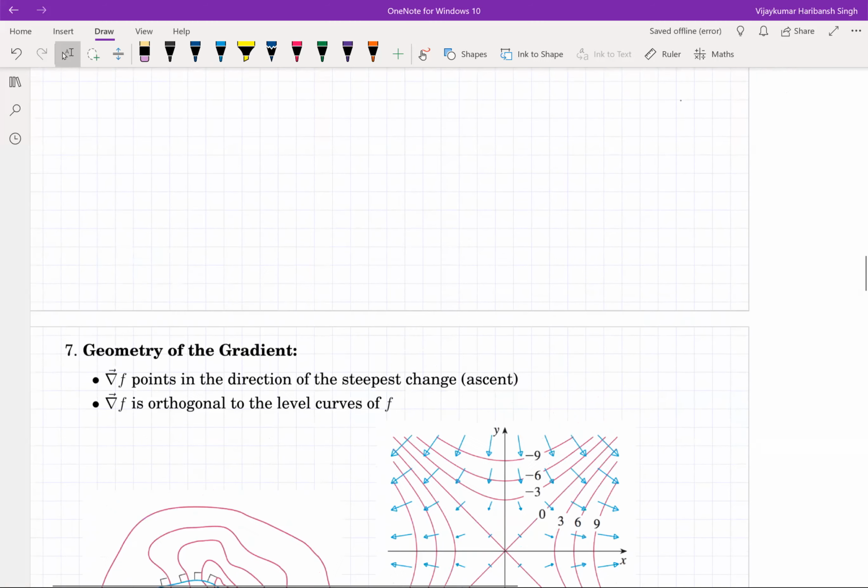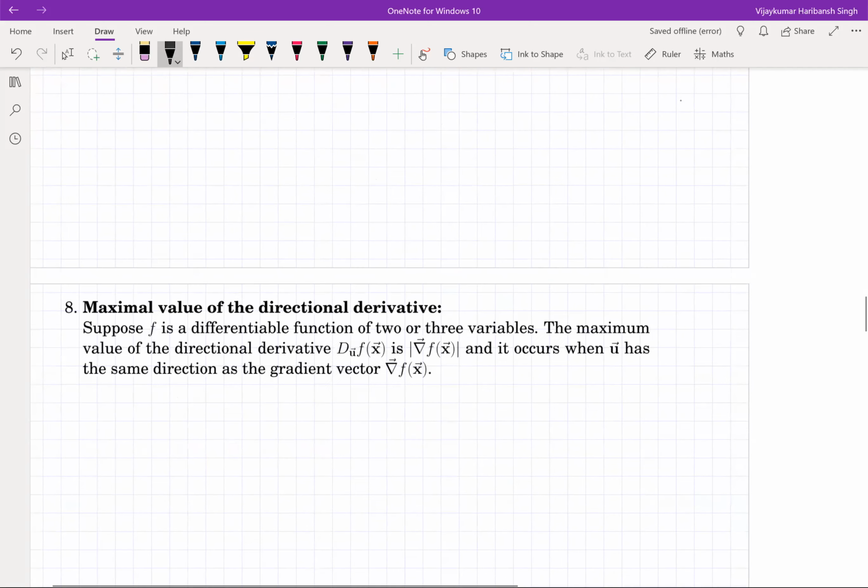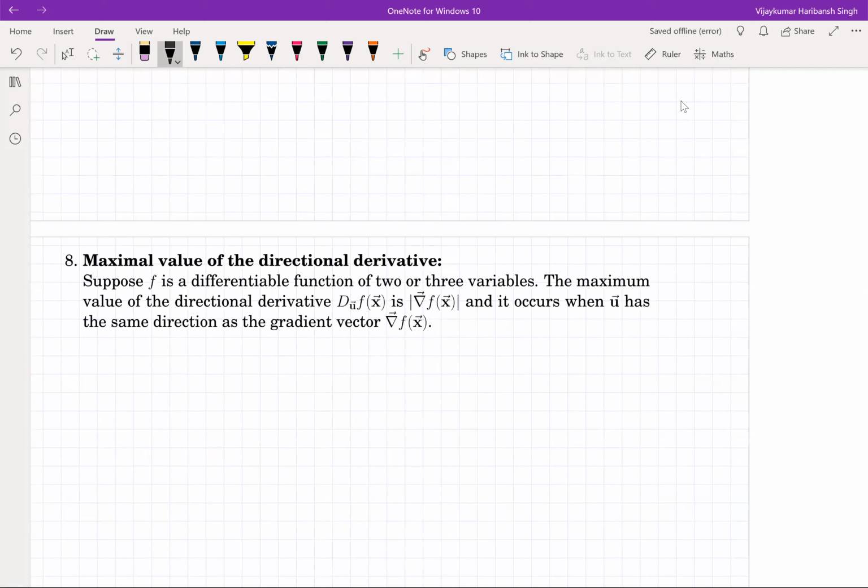So what does grad f do? Grad f points in the direction of the steepest ascent, and grad f is orthogonal to any level curve of f. So these are the two important aspects of the geometry of the gradient. Why is that? Let's see. Suppose f is a differentiable function of 2 or 3 variables. We'll generalize this to 2, 3 variables in a moment.